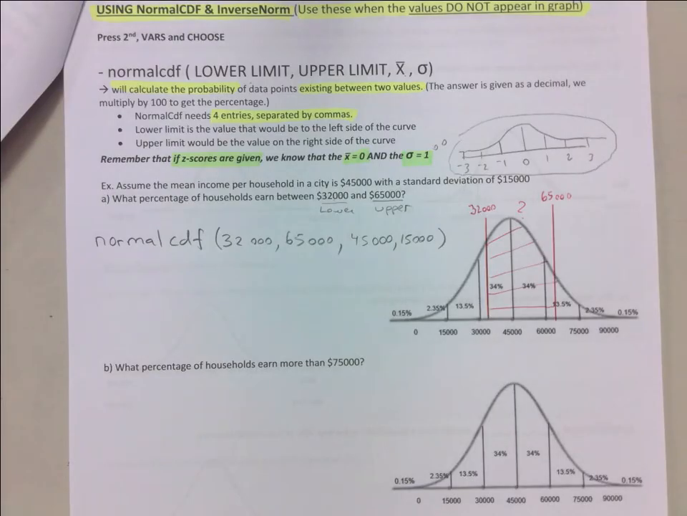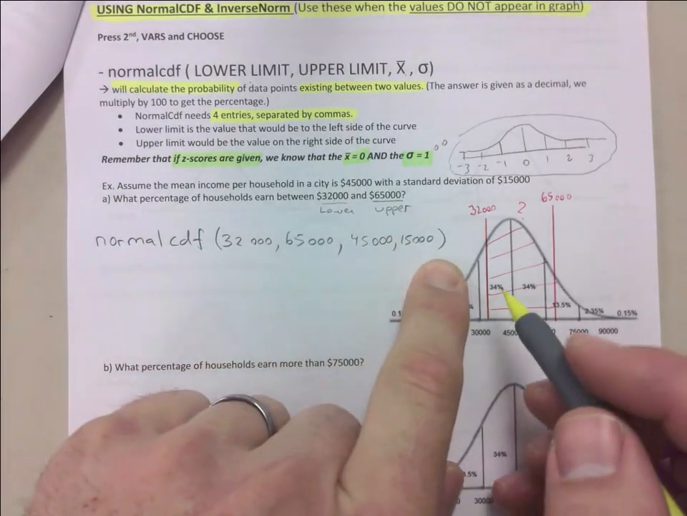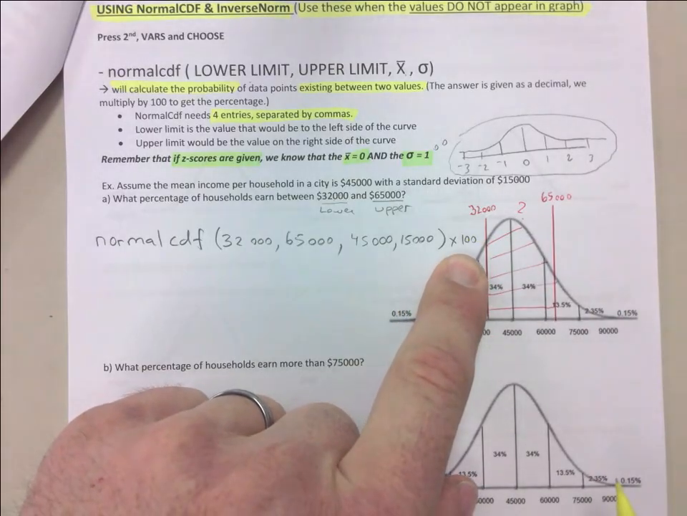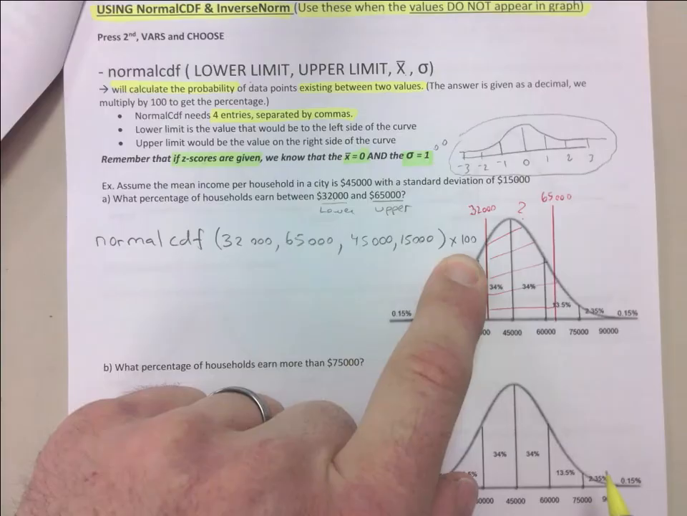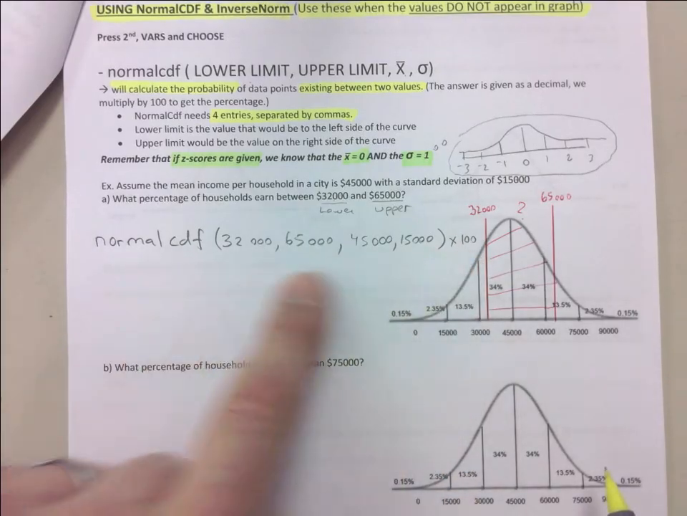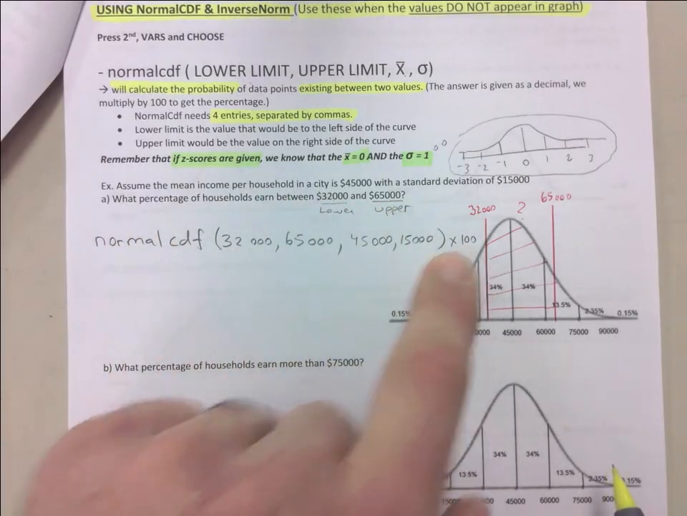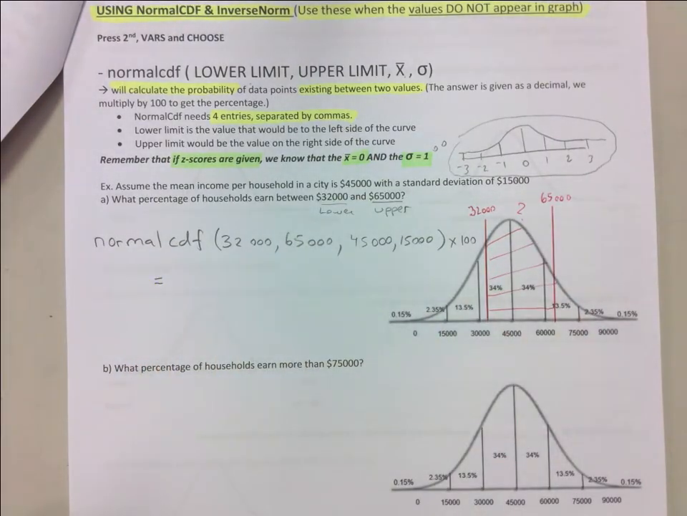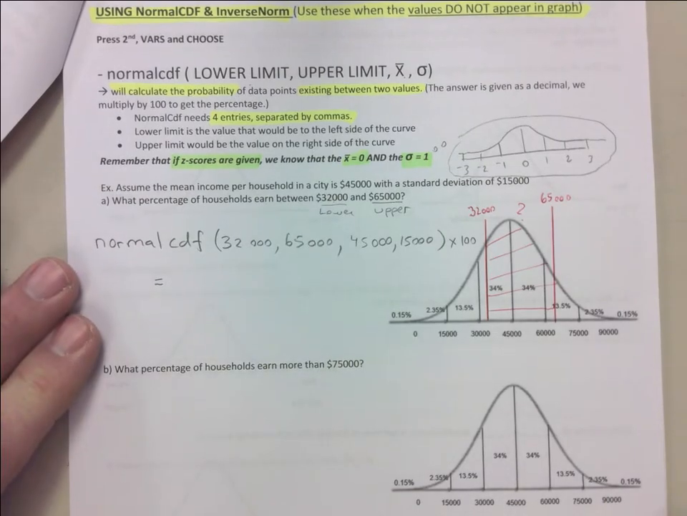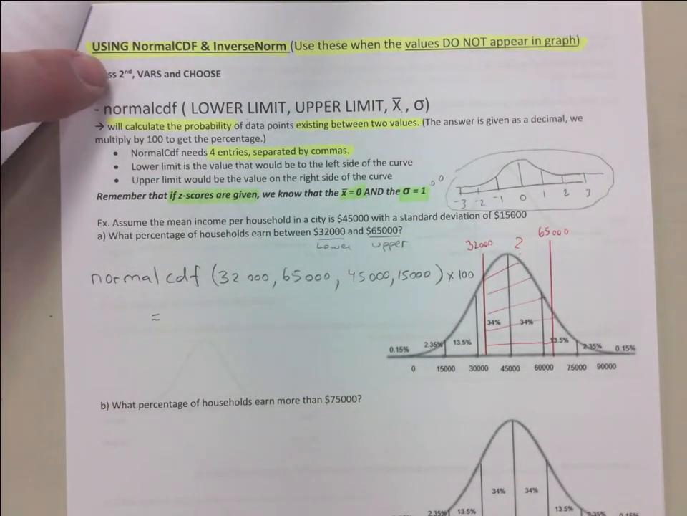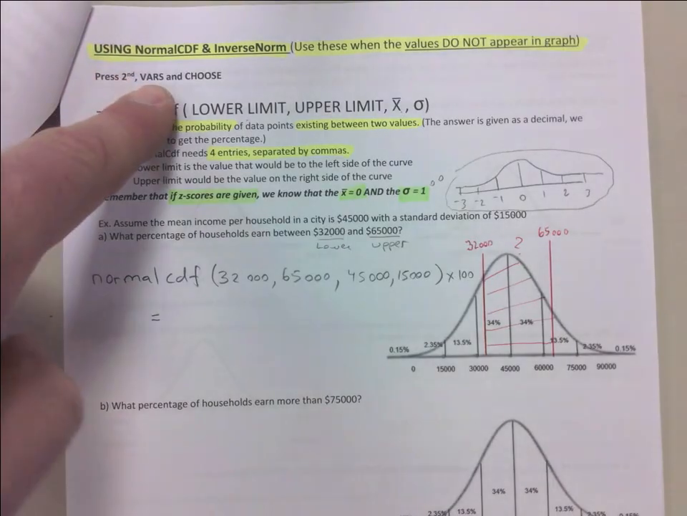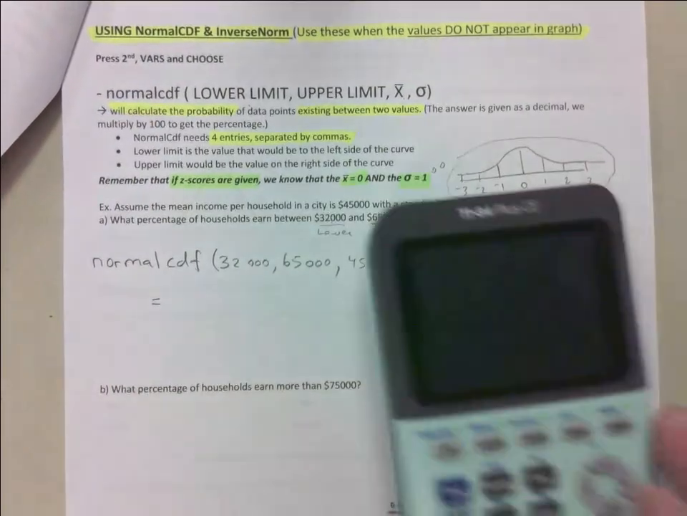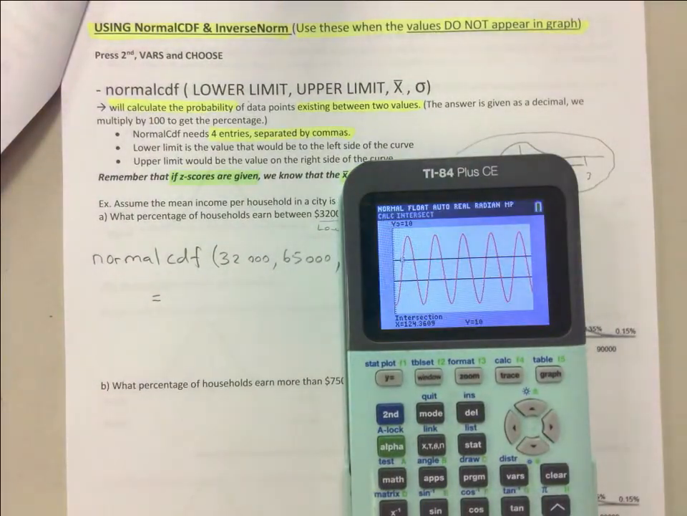I will do this. Whatever this answer is, I'm going to multiply that by 100, because I want percentage. So I'm immediately saying, okay, whatever Normalcdf spits out, I'm going to multiply that by 100. So let's do that. How do you access that? I skipped this earlier. You have to press second and vars and then choose Normalcdf. So let's go find that together here.